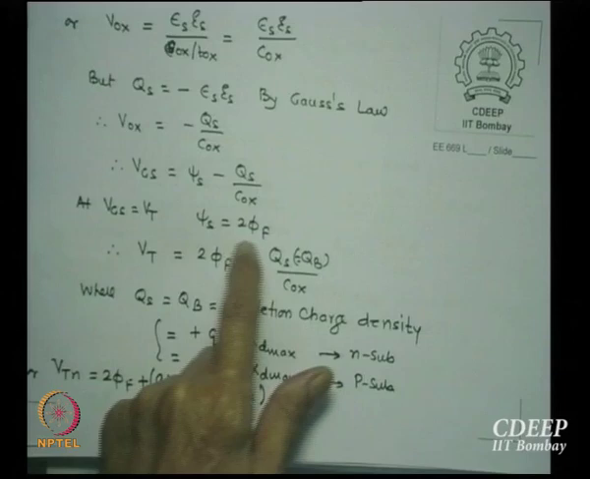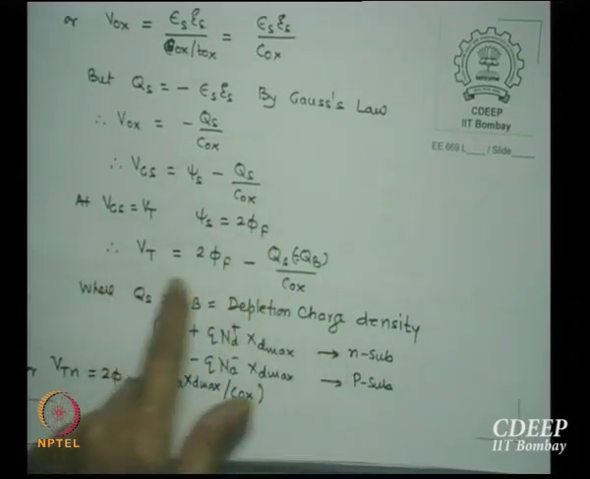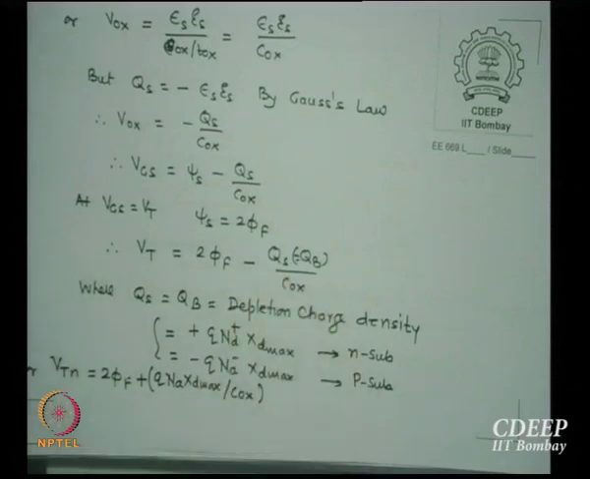At strong inversion, psi S is 2 phi f, so Vt is 2 phi f minus QS by COX, where QS is the bulk depletion charge before strong inversion sets in, which is QND XD max for n substrate, minus QNA XD max for p substrate. So this relation which we earlier derived, Vt is equal to 2 phi f minus Q bulk by COX. What are the conditions we have applied here? Phi MS is 0, no work function difference, and oxide charges are 0. Is that clear? This is called ideal CV.